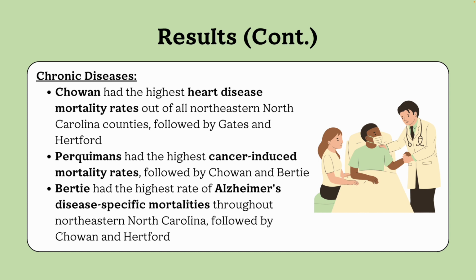Continuing on the results for chronic diseases, Chowan was actually found to have the highest heart disease mortality rates out of all the Northeastern North Carolina counties, and this was followed by Gates and Hertford. Again, more questions arise here. Why does Chowan have the highest heart disease mortality rates? Do they have equal access to care, primary care? What is going on here that's causing these rates to be so high? In addition, Perquimans had the highest cancer-induced mortality rates, and this was followed by Chowan and Bertie. And Bertie also had the highest rate of Alzheimer's disease-specific mortalities, and this was followed by Chowan and Hertford.